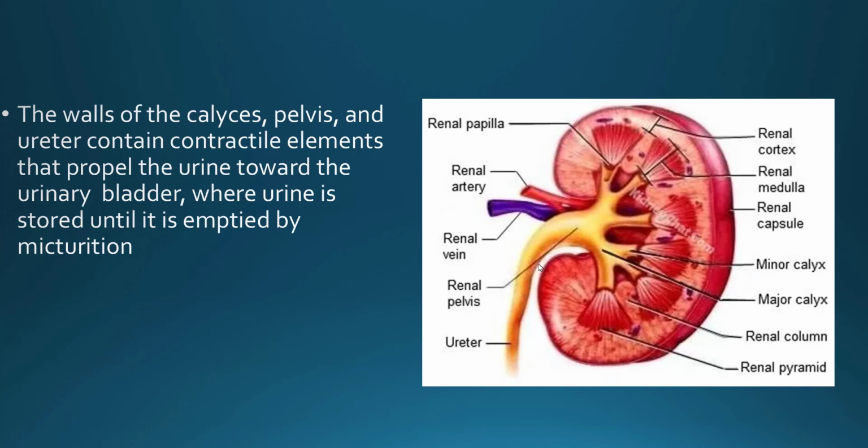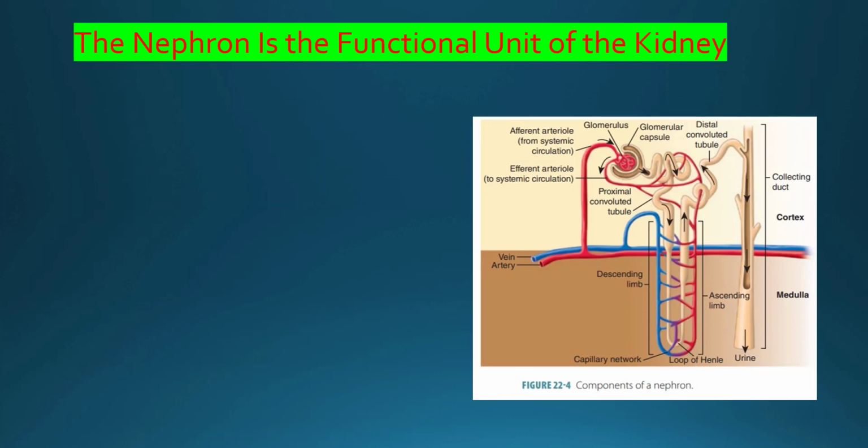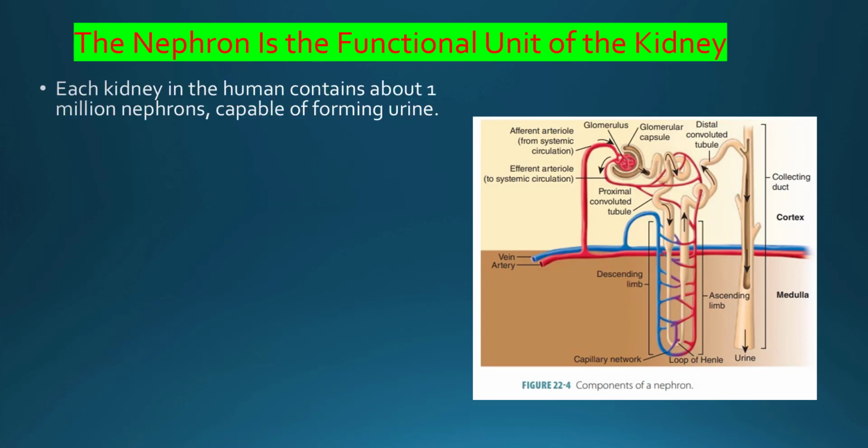The wall of the calyces, pelvis and ureter contain contractile elements that propel the urine toward the urinary bladder, where urine is stored until it is emptied by micturition. These contractile tissues, when they contract, propel the urine downward to the urinary bladder, where it is stored and then emptied at a proper time.